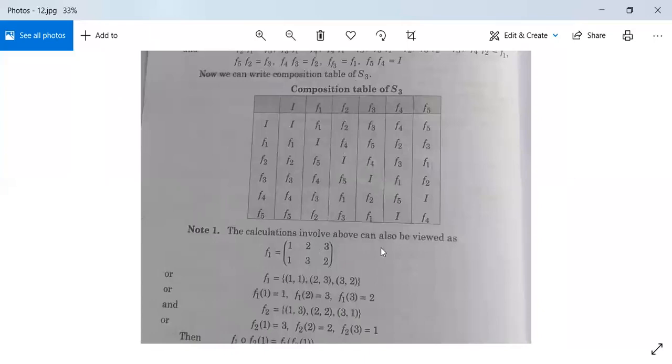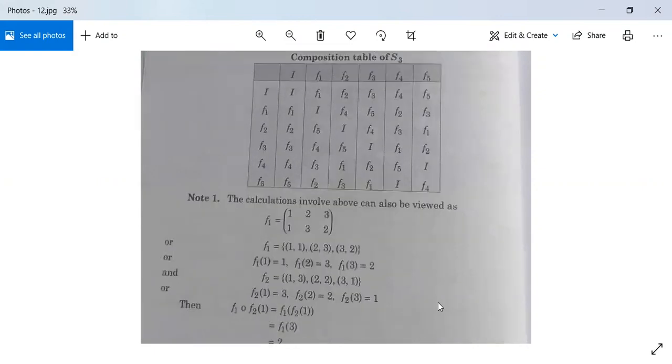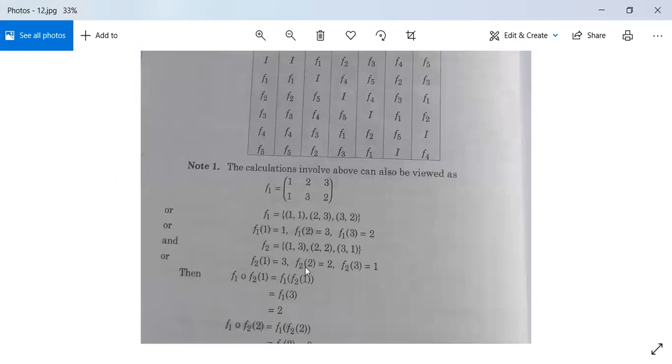The calculations involved above can also be viewed as F1 is (1 2 3 / 1 3 2). So F1(1) is 1, F1(2) is 3, and F1(3) is 2. F1 is a mapping where 1, 2, 3 are the first elements; 1, 2, 3 are sent to 1, 3, 2. And F2 is (1 2 3 / 2 3 1). Similarly you can write F2(1) is 3, F2(2) is 2 and F2(3) is 1.